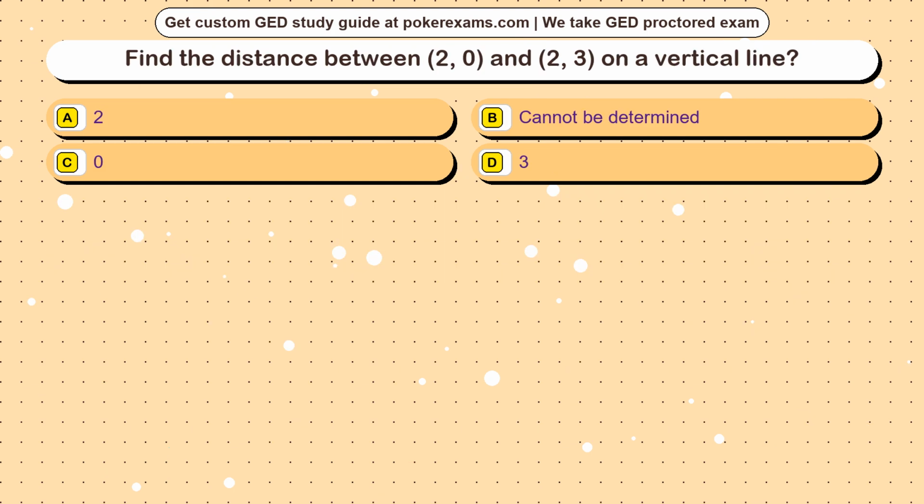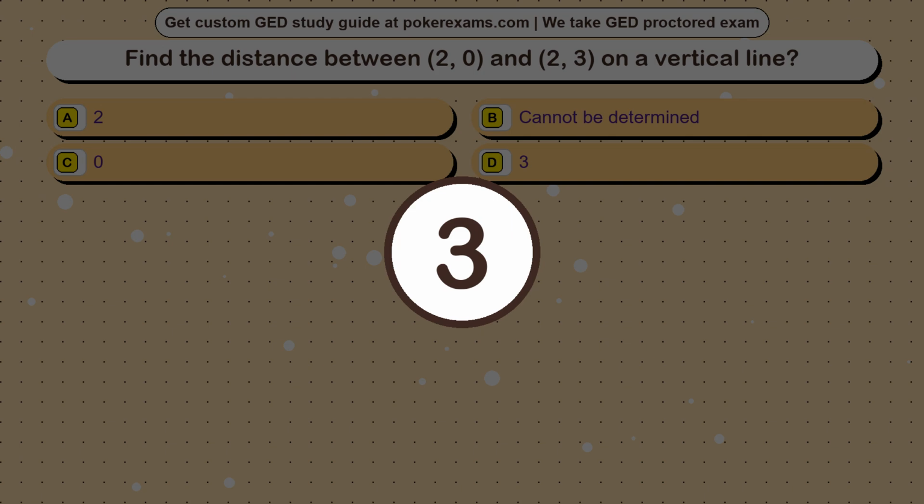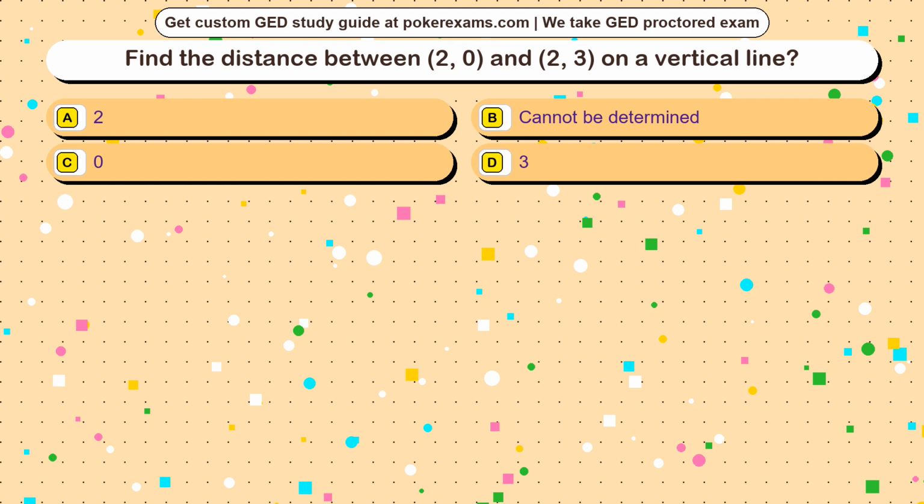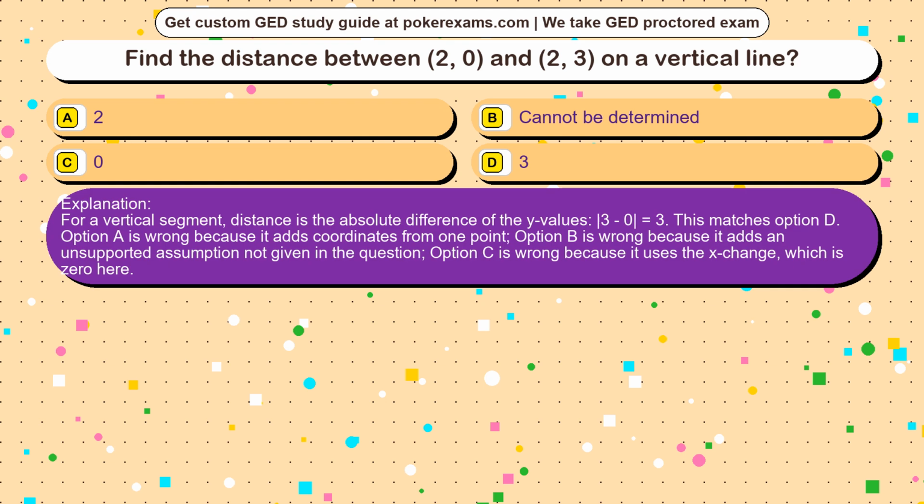Question 3. Find the distance between (2, 0) and (2, 3) on a vertical line. Option A, 2. Option B, cannot be determined. Option C, 0. Option D, 3. The correct answer is option D. For a vertical segment, distance is the absolute difference of the y values. 3 minus 0 equals 3.